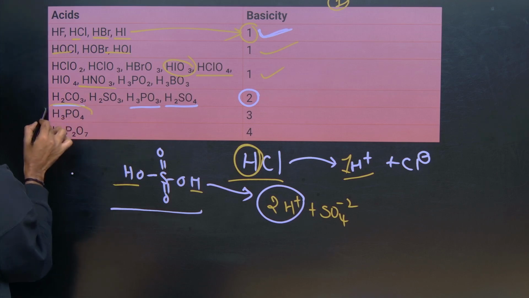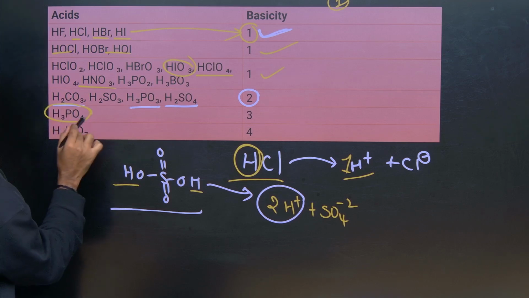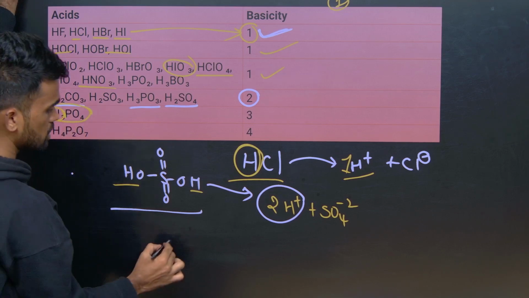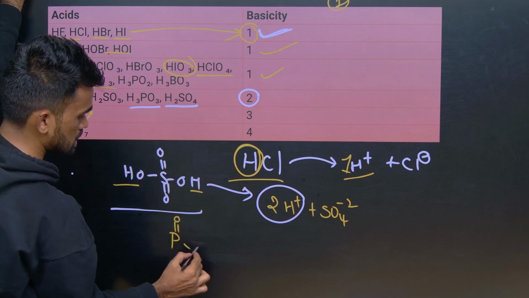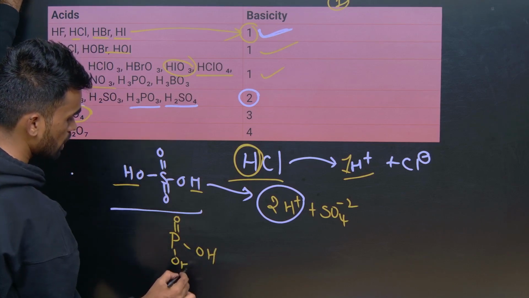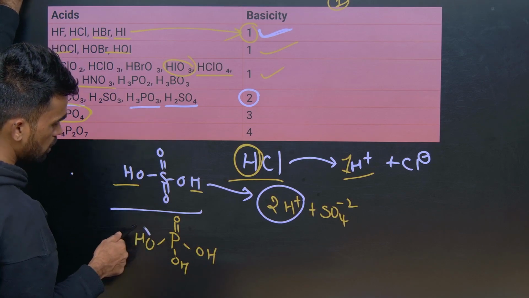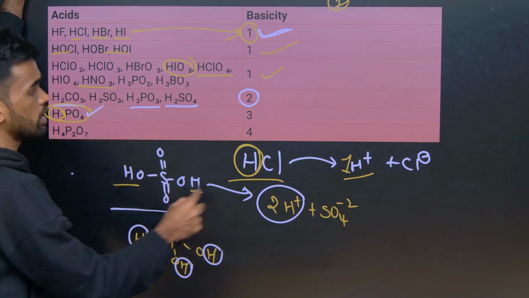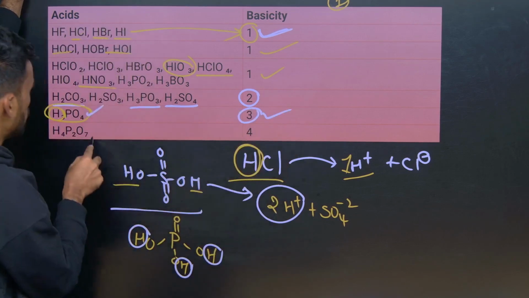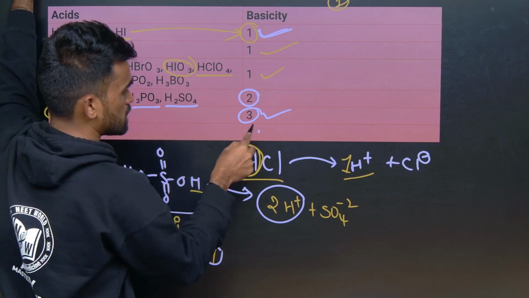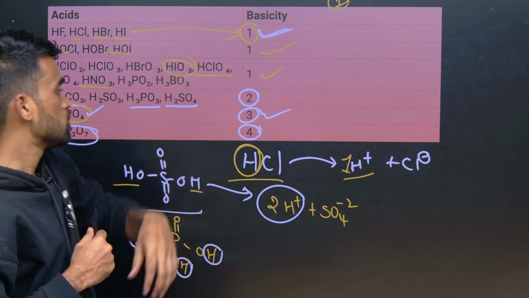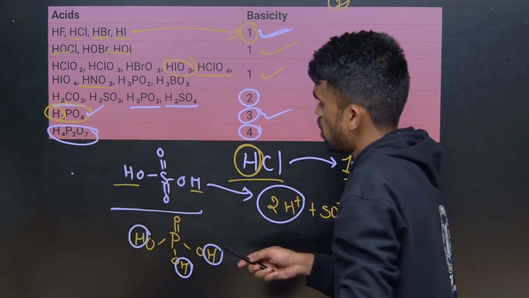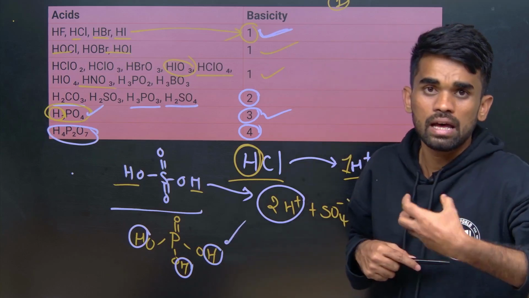So next, orthophosphoric acid. Now it has 3 H+ ions, so 3 of them will be released. This is the structure. Now how many OH hydrogens are there? These are the only acidic hydrogens for this acid. So it is 3. For these oxo acids of phosphorus, we look at the structure, and by looking at the structure we can say how many replaceable H+ ions it can liberate.